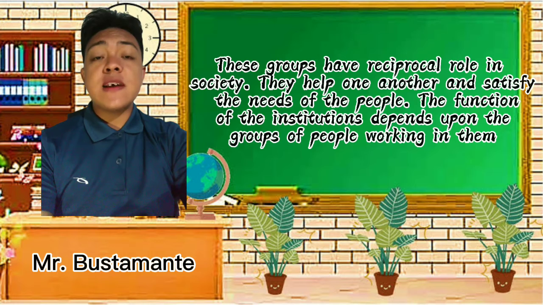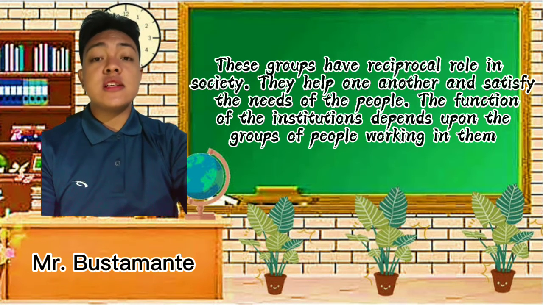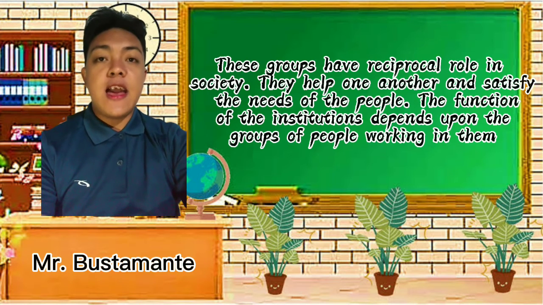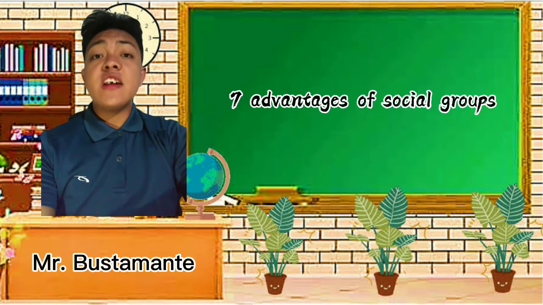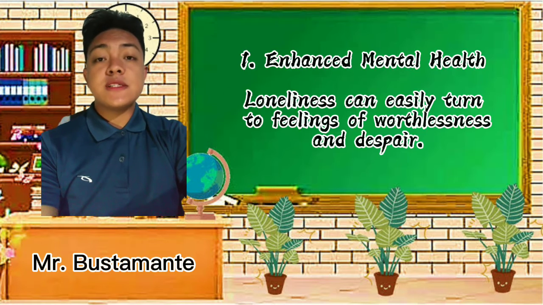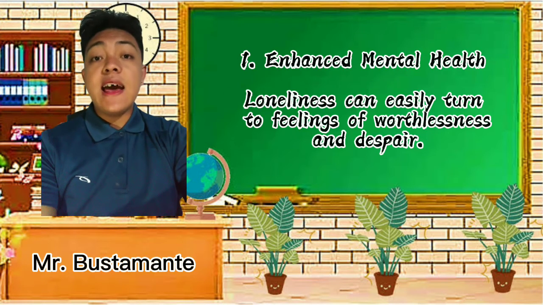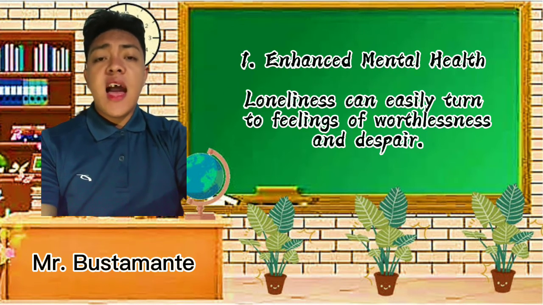These groups have a reciprocal role in society. They help one another and satisfy the needs of the people. The function of institutions depends upon the groups of people working in them. There are 7 advantages of social groups. Number 1, enhance mental health.